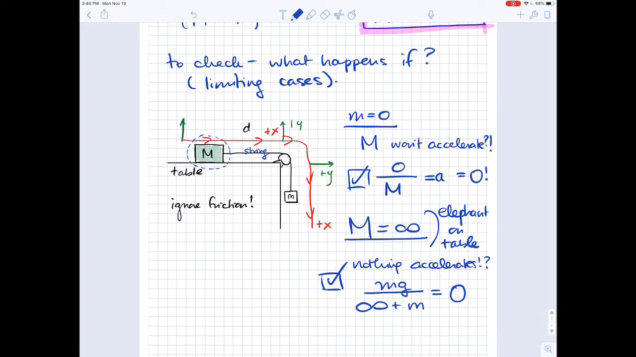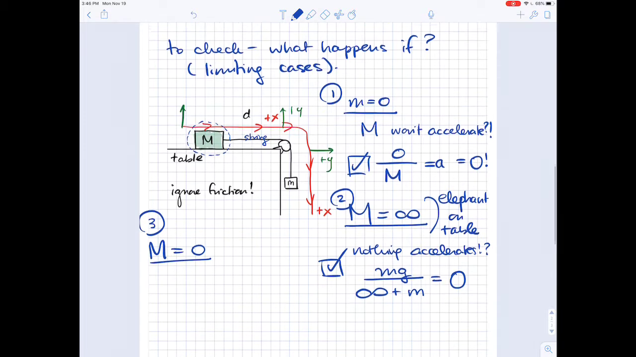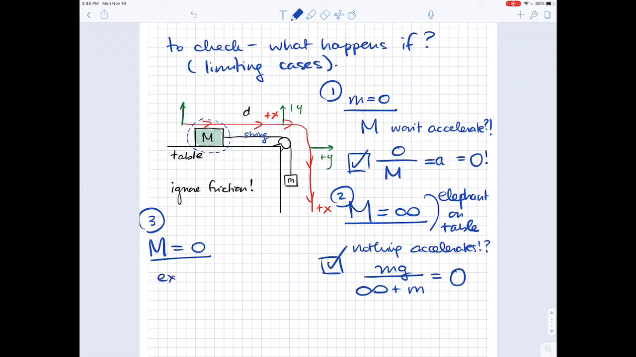Okay, so that makes sense. And then we have one more we can do. We can say what happens if the big one, the table mass, is 0. So these are our tests. What happens if the table mass is 0? If we make the table mass 0, then the hanging mass is just free falling. It has nothing to slow it down. So when we can check.